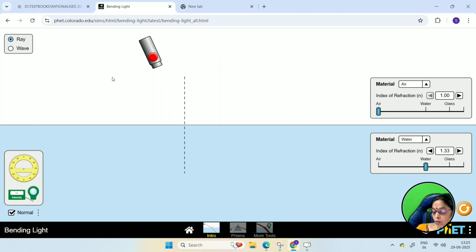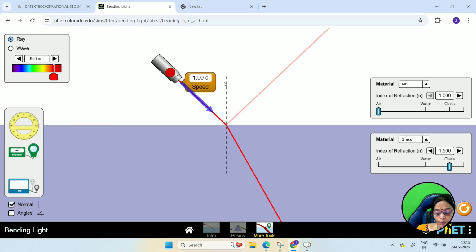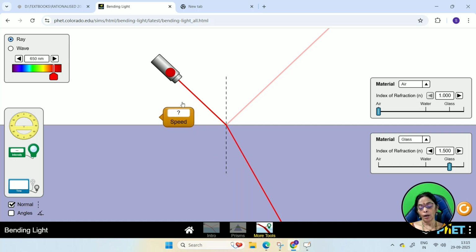Now we'll check the speed in the rarer medium, which is 1c. What is 1c? It is nothing but 3 into 10 power 8 meter per second. Now what happened to the speed of light in the denser medium? You can check here, it is 0.67 c. Have you noticed that? It is reduced. Earlier it was 1c, but here in the denser medium it is 0.67 c.